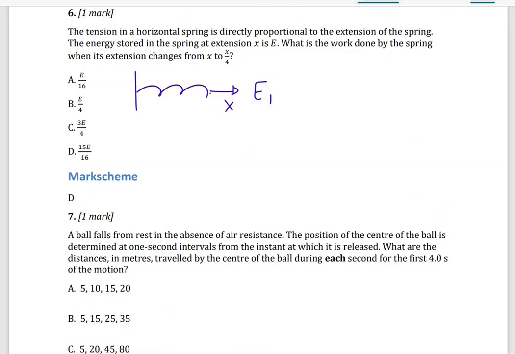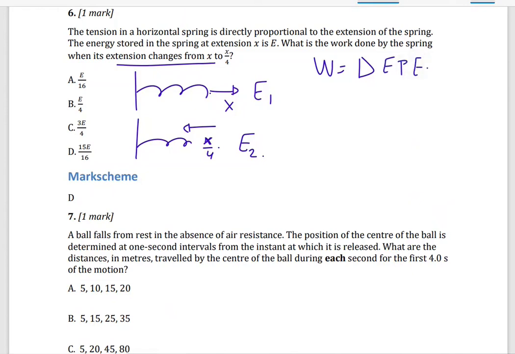What is the work done by the spring when the extension changes from X to become X over 4? X over 4 means I will have a compression in this direction. So here, the compression will be X over 4. And here I will have a different energy. I need the work. I know work, this change in kinetic energy, is the same as the change in the potential energy. Now, the type of energy here is elastic potential energy. So I have to find the change in the elastic potential energy. Change means final minus initial.